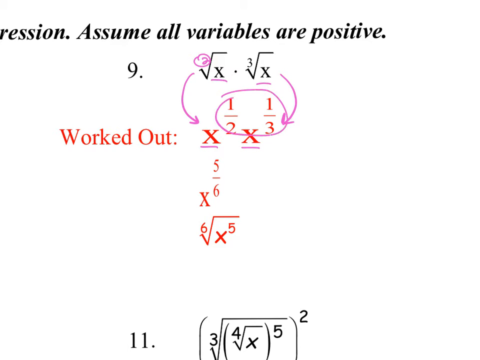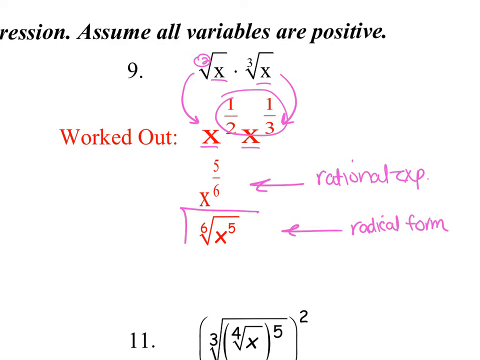What do we do with our exponents? We add them. 1/2 plus 1/3 is 5/6. This would be our answer if they asked for your answer in rational exponent form. This is our answer if we're asked for it in radical form. For these, it didn't tell us either way. I would say if it started in radical, put your answer back in radical. Okay, so that would be your final answer for that.